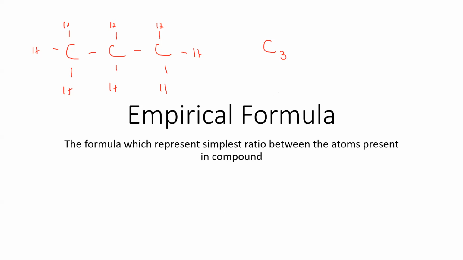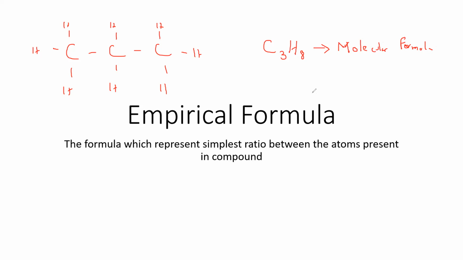So it contains 3 carbon and 8 hydrogen. When we have 3 carbon and 8 hydrogen, the formula which represents the actual number of atoms, what do we call this formula? We call this formula the molecular formula.